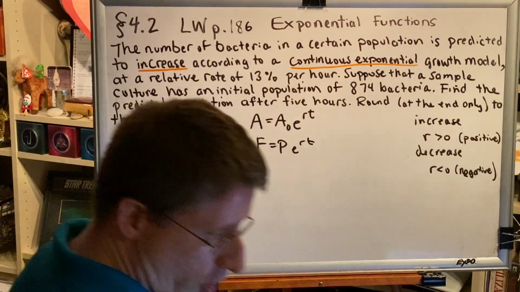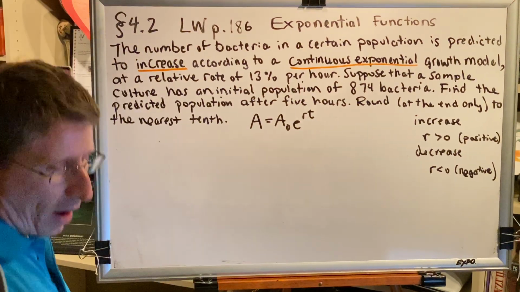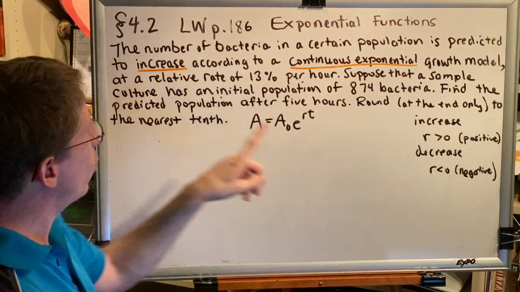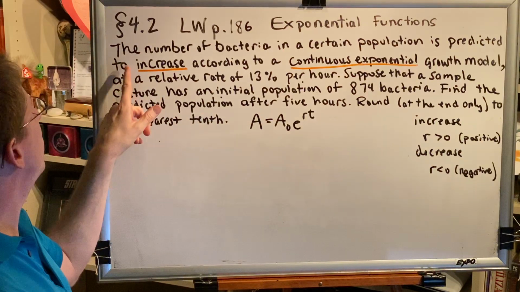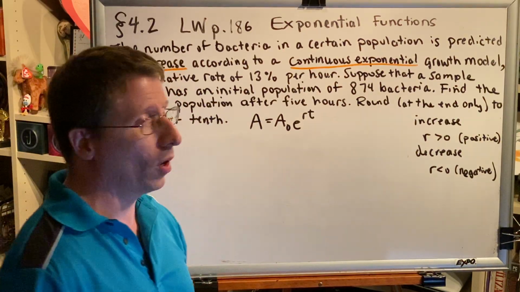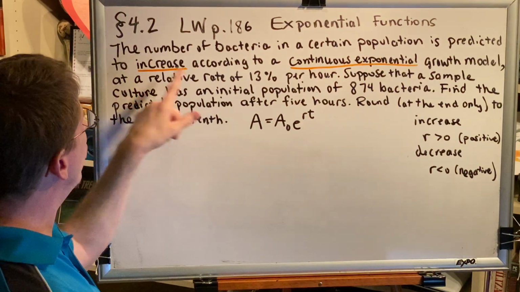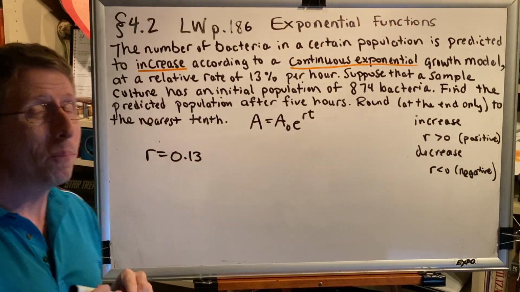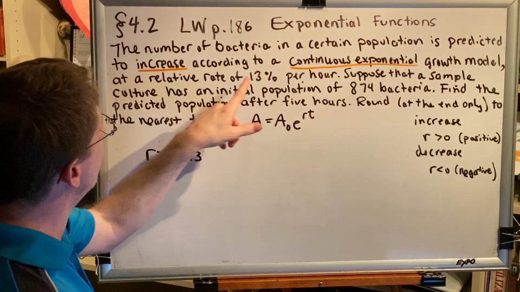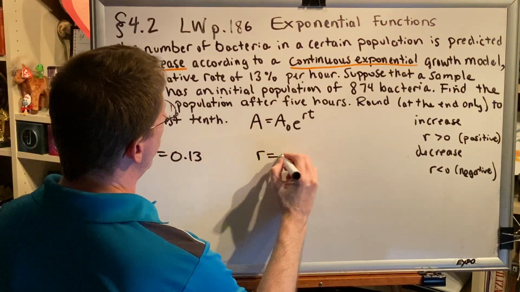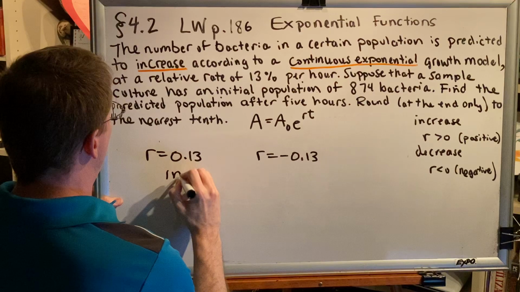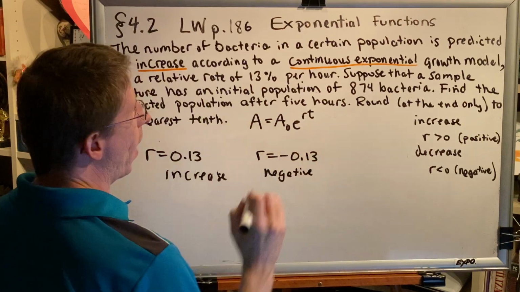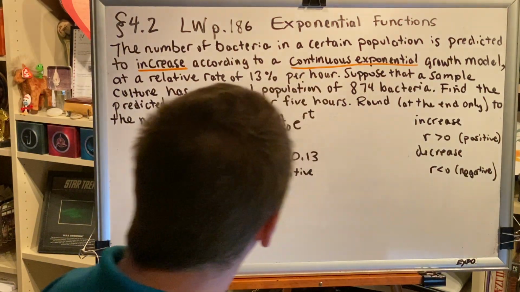The only difference is that the A has been replaced with an F and the A naught has been replaced with a P. So, the second thing we want to pay attention to is that it says it's going to increase. This is very important. If it says increase, then R is going to be a positive number. If it says decrease, then R is going to be a negative number. So in this problem, it increases at 13%, so R equals 0.13. But if it had said decrease at 13%, then you would use R equals negative 0.13. So positive for increase and negative for a decrease. You have to pay attention to that when you see problems of this type.